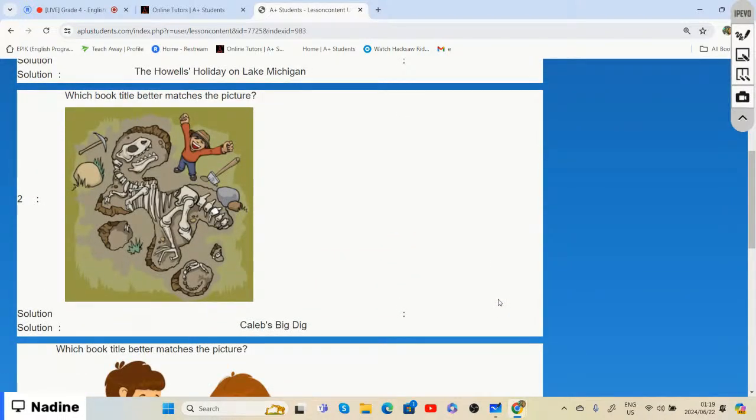All right, now we look at the next one. It says, which book title better matches the picture? Look at the picture that we see here in front of us. What do you think a title would be for this specific picture? If you look at the picture, what do you think the title of a story would be?